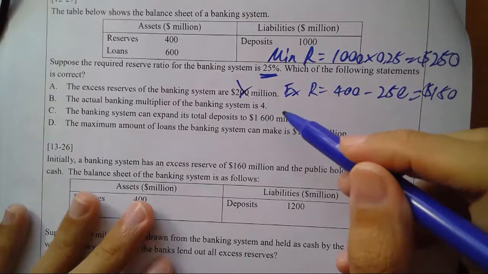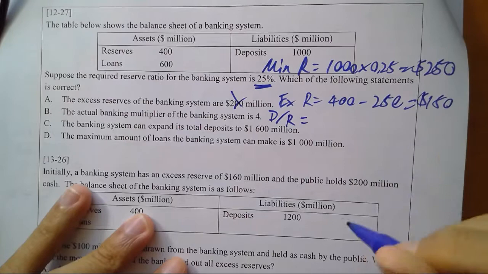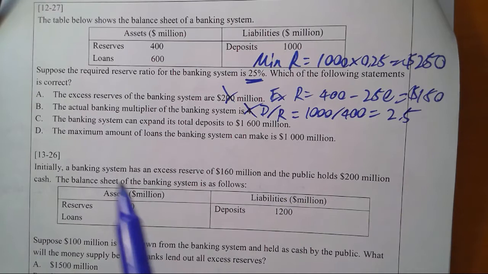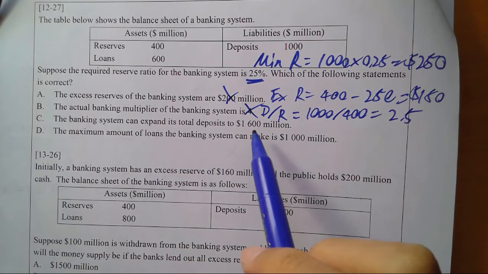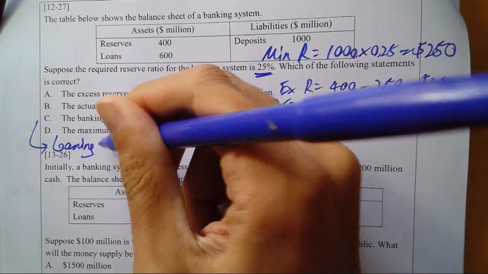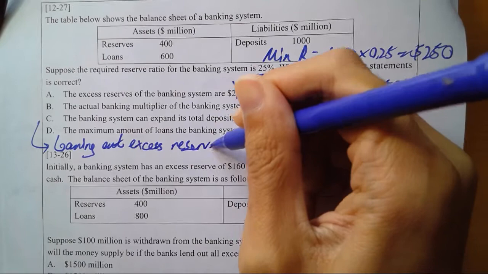Now, what about actual banking multiplier? Actual banking multiplier, deposit divided by reserve, 1,000 over 400. That would be 2.5. Also not correct. Let's see. The banking system can expand its total deposit to this. So let's see what happens. Part C. How much can they expand? How do they expand? By loaning out excess reserve. Okay, so let's see what happens.